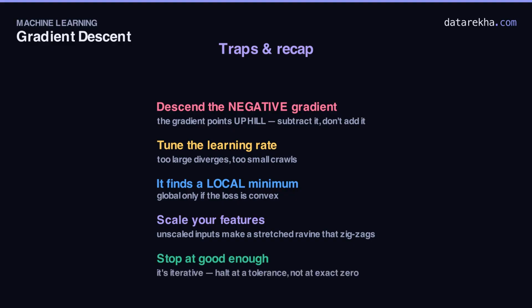And trap 5. Descent is iterative. It approaches the minimum but never lands exactly on it. You stop when the improvement falls below a small tolerance, at good enough. Waiting for the gradient to hit exactly 0 is a wait that never ends.